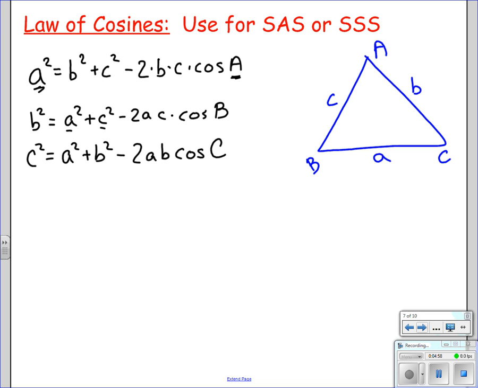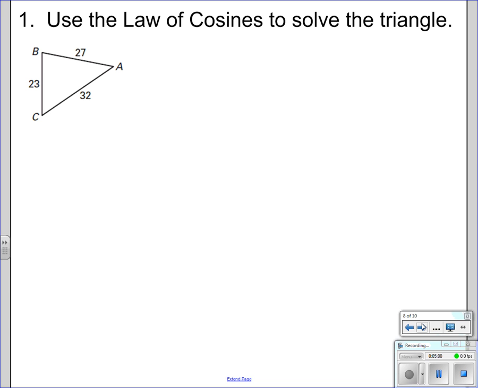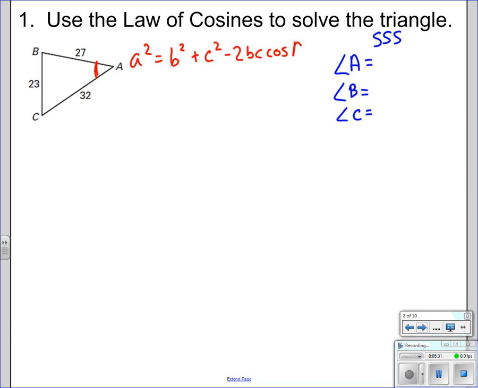So use the law of cosines to solve the triangle. This is a side, side, side example because I'm given all three sides. So we need to find the angles. It doesn't matter which angle you find first. Let's find angle A first, as it comes first in the alphabet. So set up your law of cosines. Since we're solving for angle A, it's A squared equals B squared plus C squared minus 2BC cosine of angle A.